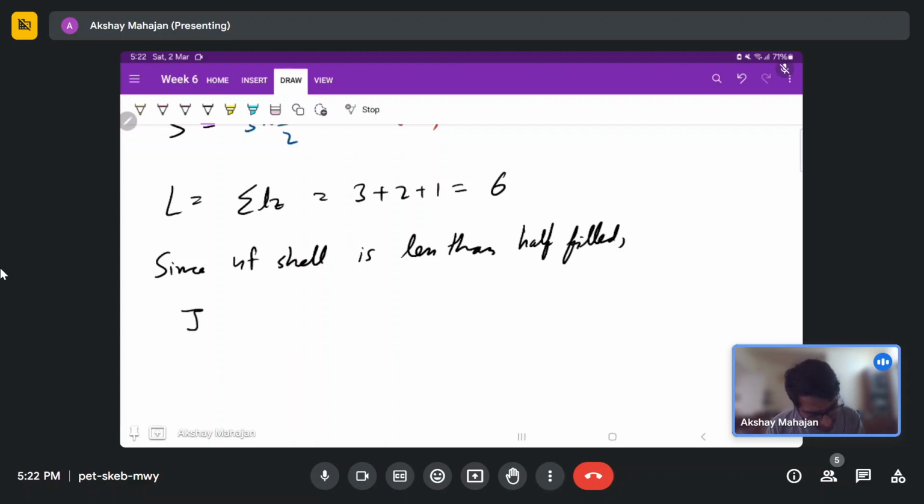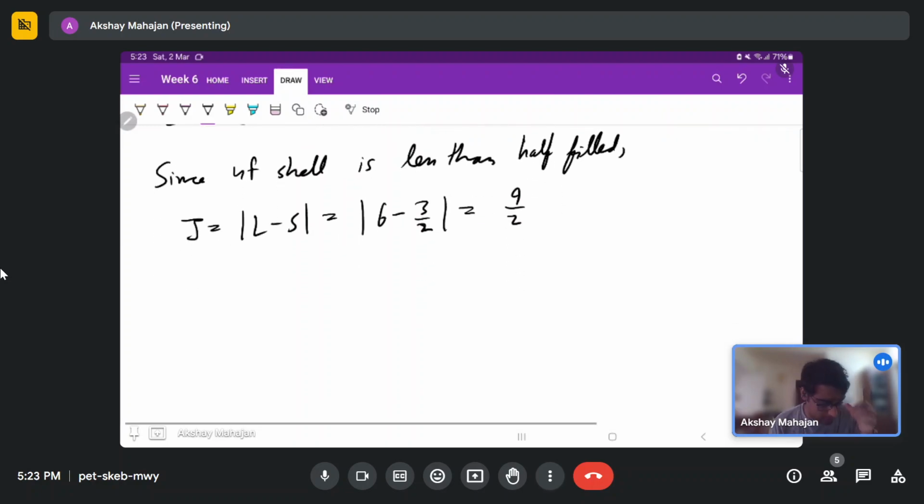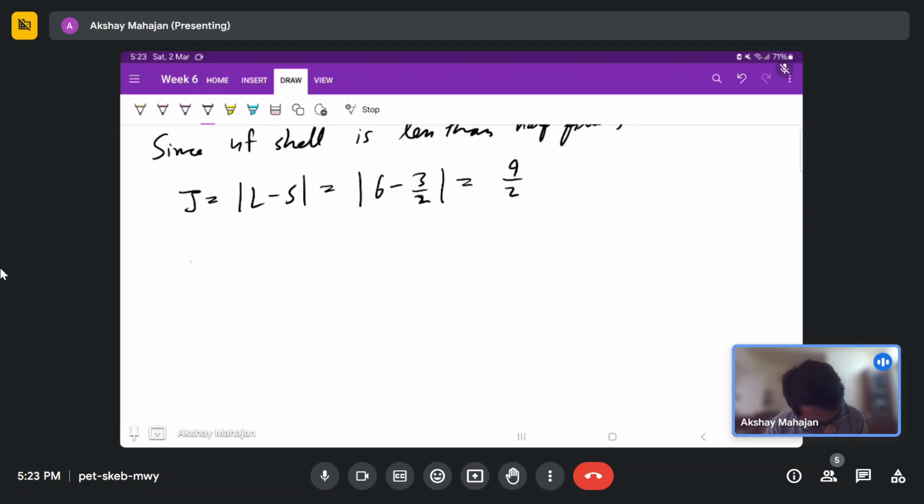So by Hund's third rule, J is given by mod of L minus S. So that will be 6 minus 3 by 2, which equals 9 by 2. Okay, it gives mod L minus S because it is less than half filled. So S equals 3 by 2 here, and L is coming 6.